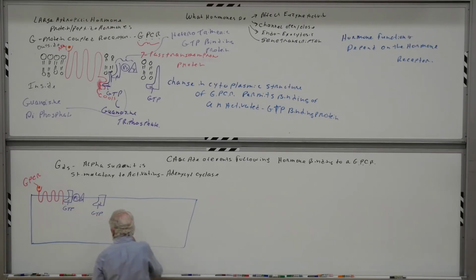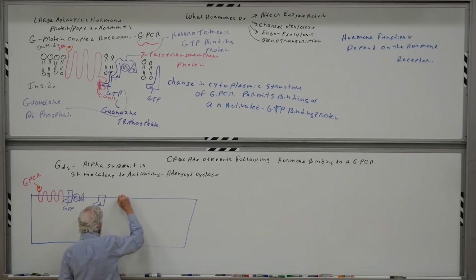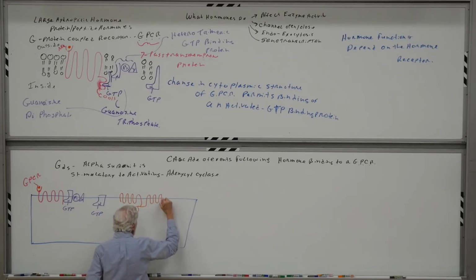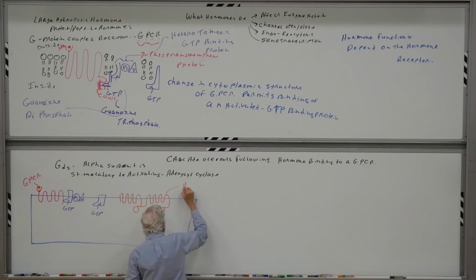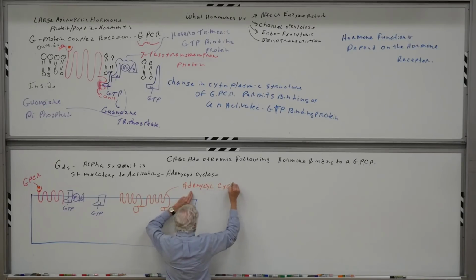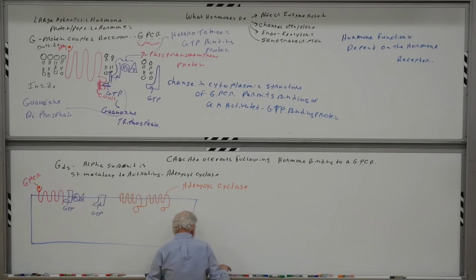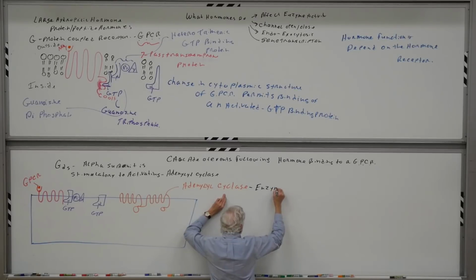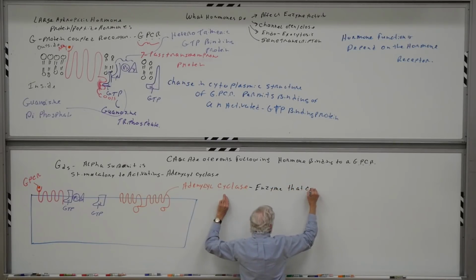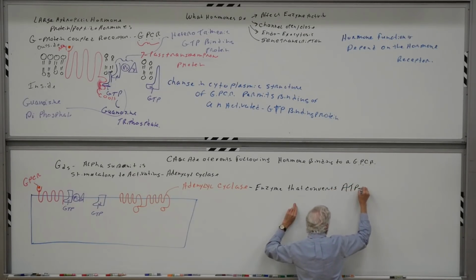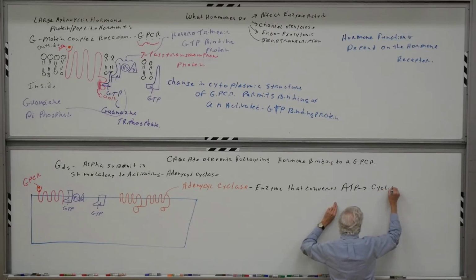The major target for this alpha subunit with the GTP attached is a transmembrane protein over here that goes across the membrane 1, 2, 3, 4, 5, 6, has an active region down here. 1, 2, 3, 4, 5, 6, has an active region down here. This is called adenylyl cyclase, A-D-E-N-Y-L-Y-L cyclase. What adenylyl cyclase does, it's an enzyme that converts adenosine triphosphate, ATP, into something known as cyclic AMP.